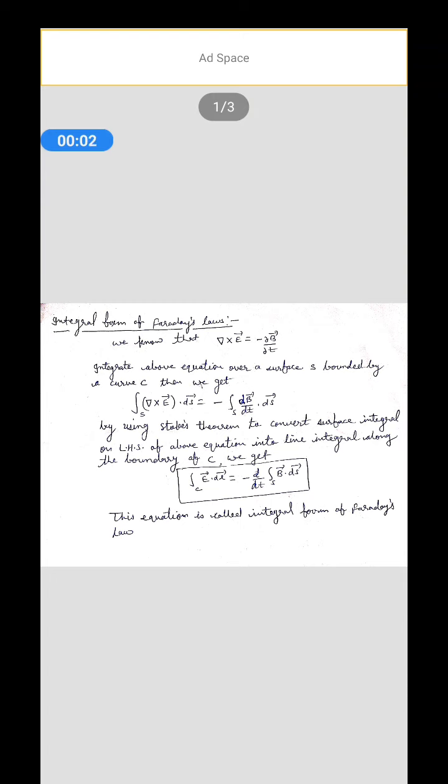Today our topic is the integral form of Faraday's law. We know that the differential form of the Faraday law is del cross E equals minus del B by del t. Integrate the above equation over a surface S bounded by a curve C.